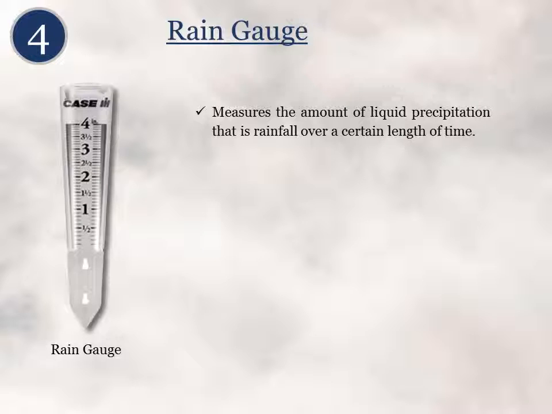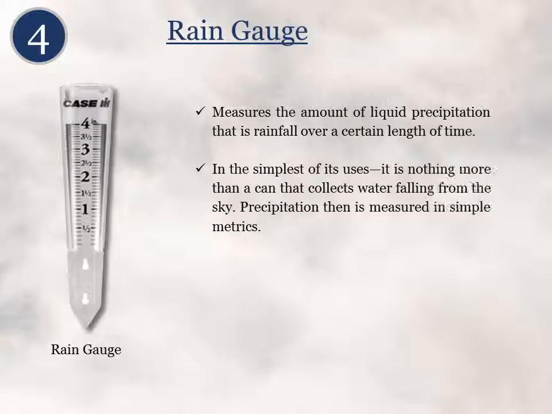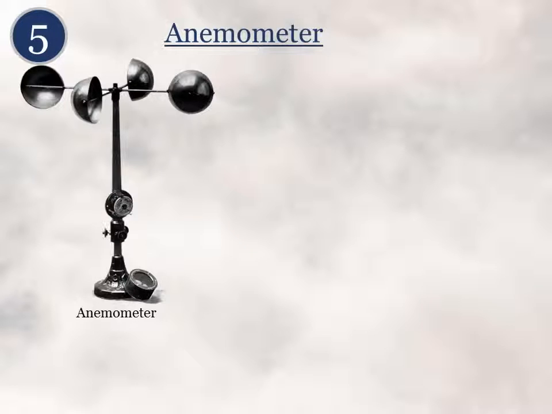Fourth, the rain gauge. This instrument measures the amount of liquid precipitation, that is rainfall, over a certain length of time. In the simplest of its uses, it is nothing more than a can that collects water falling from the sky. Precipitation is then measured in simple metrics. Placed in an open area to minimize errors and obstructions, there are limitations, however, to this measure of rain, and careful attention must be paid when studying rainfall.